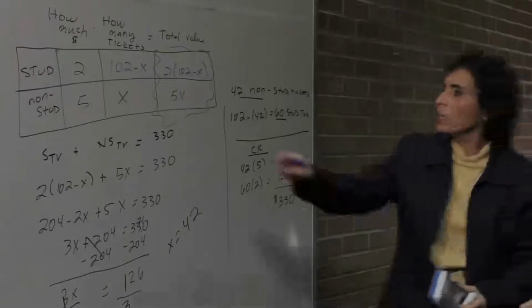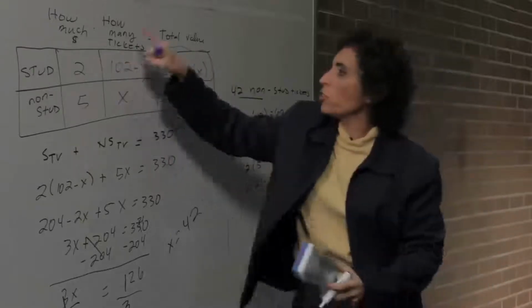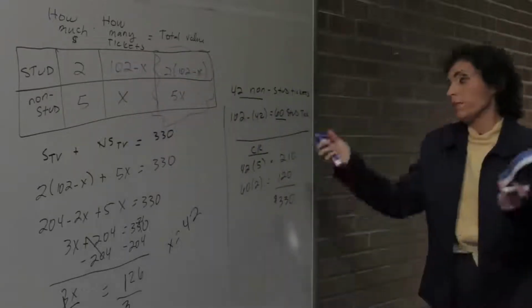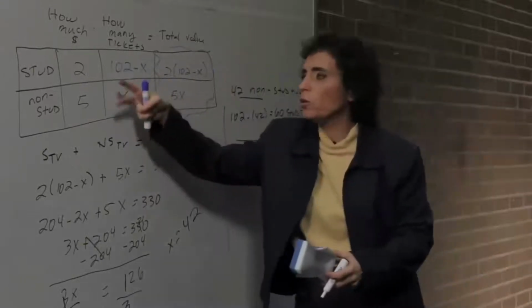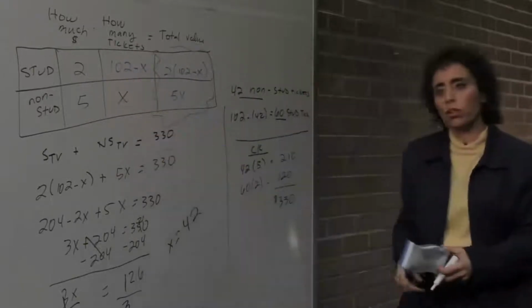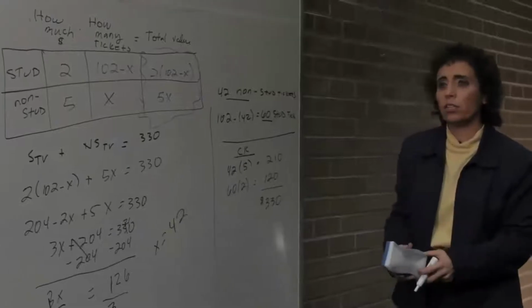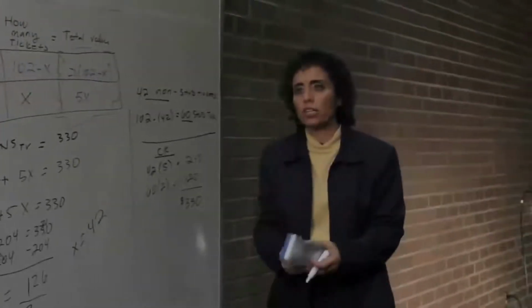Okay? So again, total value. How much times how many is total value? And I think the key is in the chart. Whenever you have two unknowns and you have a formula, we're going to use the chart. And you're going to see that again in the next lesson. Okay, so let's take a look at this next question.